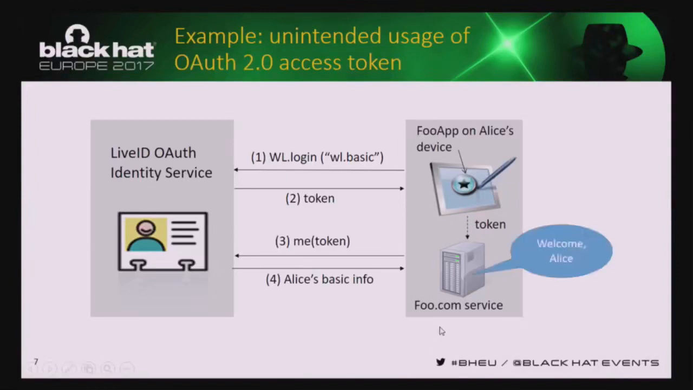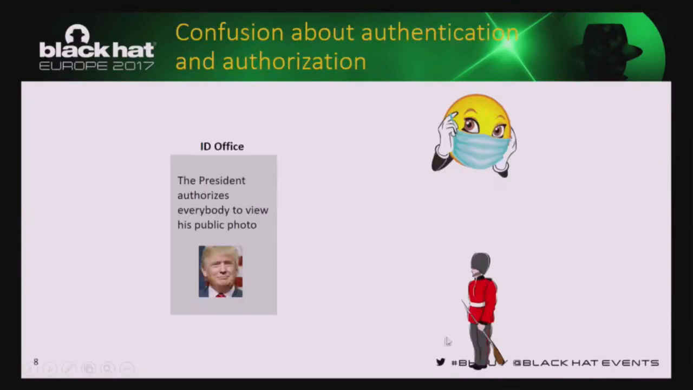Right? So this is due to a confusion about authentication and authorization. Now, let me use this analogy to explain the root cause of the confusion. Imagine that we have an ID office, and the president authorizes everybody to see his public photo, which is okay because it's just a public photo. Now there is a yellow face here who says, I want to see the photo. Then of course the ID office has to issue the token because everybody should be able to see the photo.